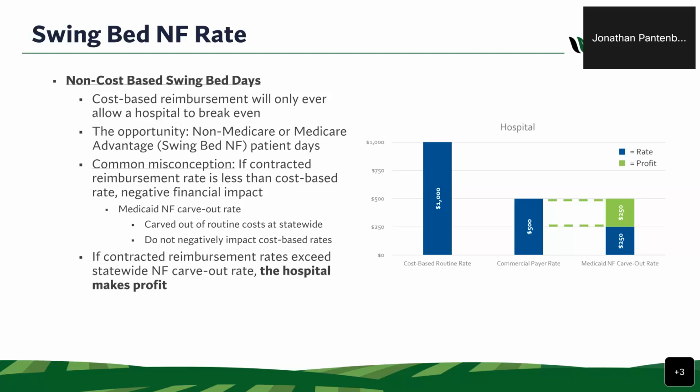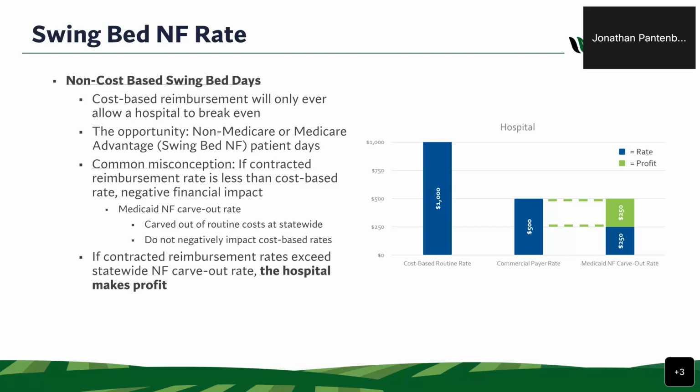Now, Medicare is only going to ding us $250 on the cost report. Commercial is going to pay us $500, which means we are making $250 profit relative to the cost report impact. So what does this mean for us as organizations?